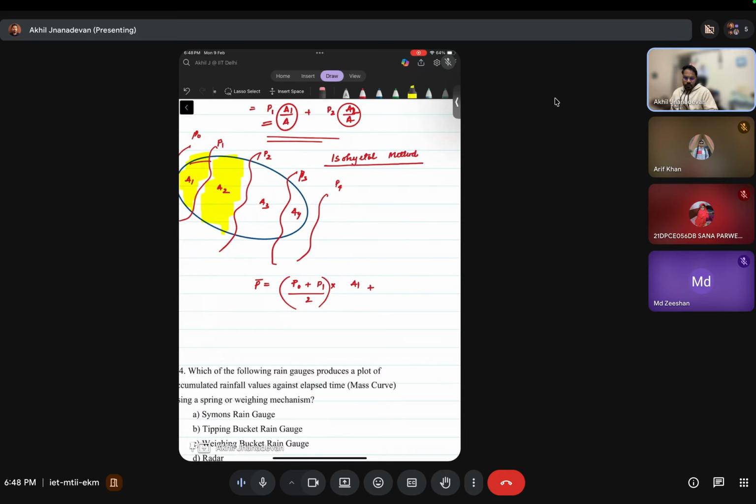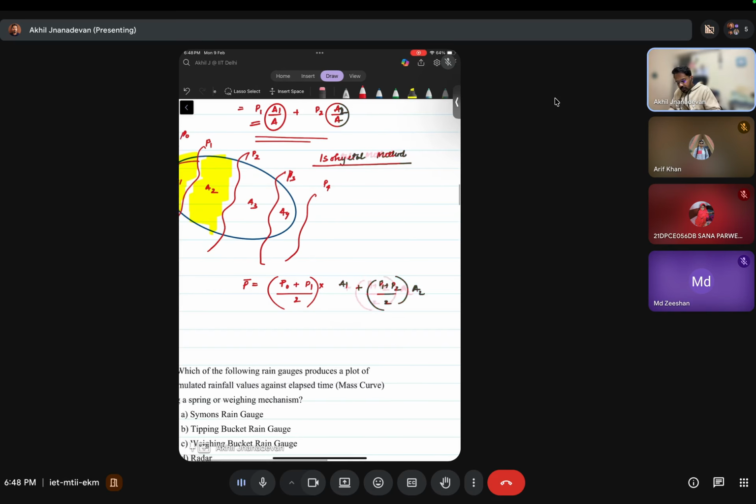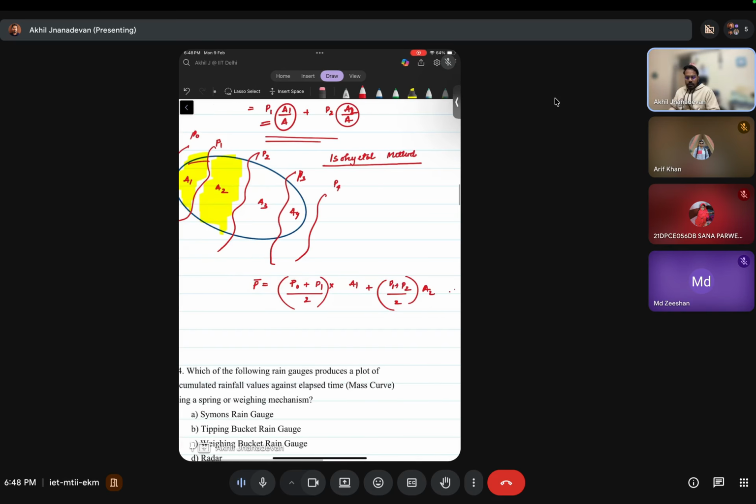So the average rainfall will be influenced by this particular area A2. So that will be (P1 plus P2) by 2 into A2. Similarly, you can write the other terms, right? So this is how we find the average rainfall using the isohyetal method.